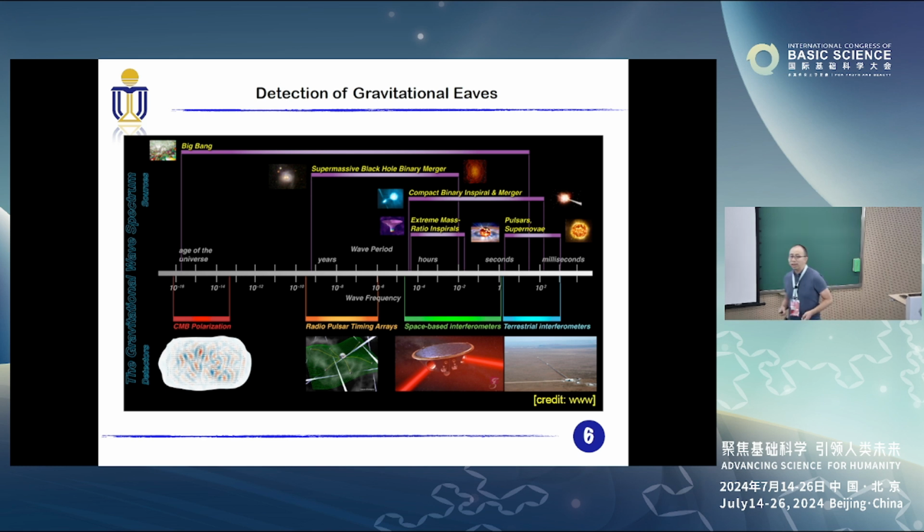Together with the other gravitational wave detectors, such as ground-based detectors like LIGO, space-based interferometers like LISA, and CMB polarization measurements, we have a nice coverage of the frequency band of gravitational wave detection, especially for the range below 1 kilohertz.